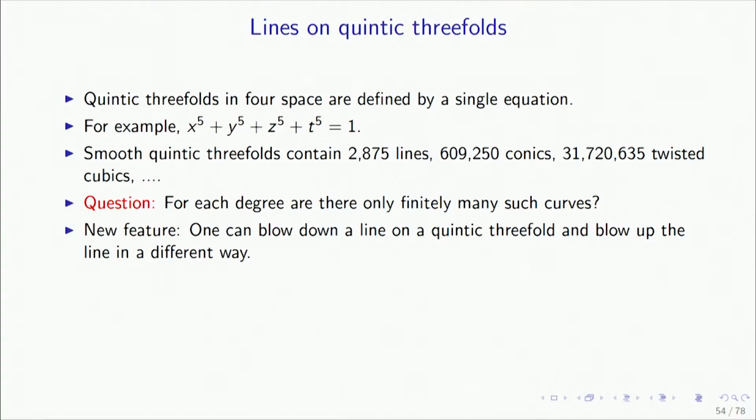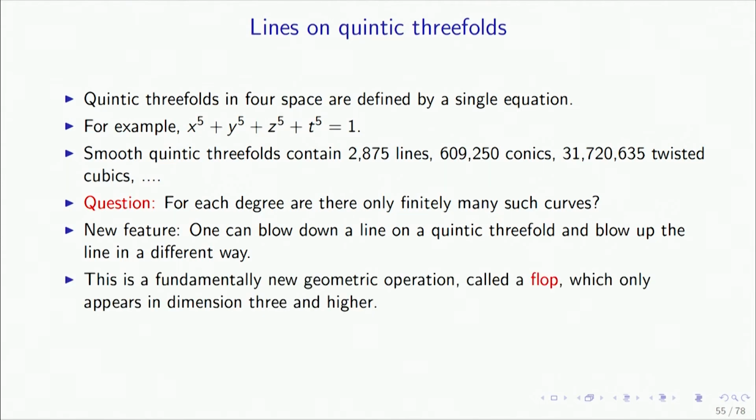A new feature in 3 dimensions is that you can blow down a line. So you have a single curve on your threefold. You can contract it to a point, deflate it, and then reinflate it in a different way, blow it up in a different way. This is a fundamentally new geometric operation in birational geometry, which is called a flop. It only appears in dimension 3 and higher. It's not something that happens for surfaces or curves. And then there's something closely related to these, which are called flips. There's actually a reason for the notation: flips are sort of directed, flops are not.